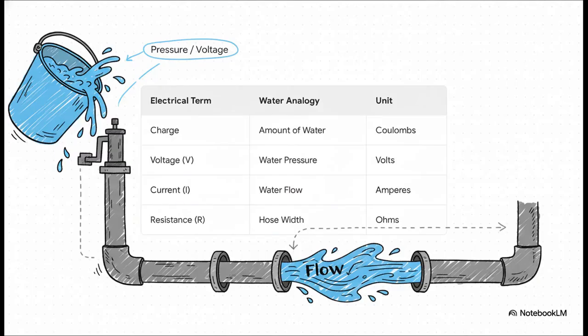So let's just put it all together right here. You've got an amount of water, which is your charge. The water pressure, or voltage, is what pushes a certain flow or current through a hose whose width or resistance can make it easier or harder for it to get through. See? These three things aren't separate ideas. They are completely and fundamentally linked.